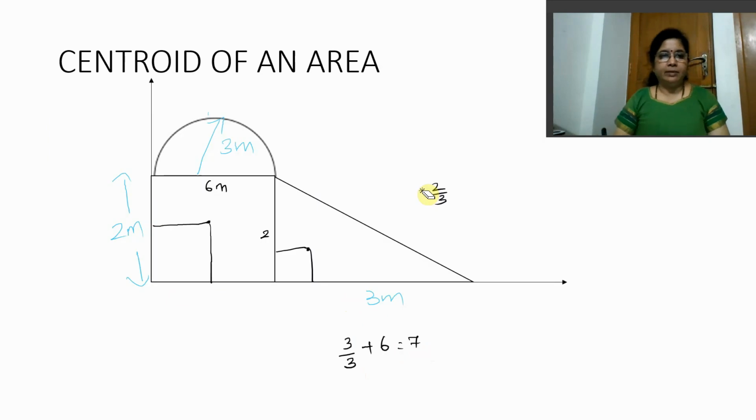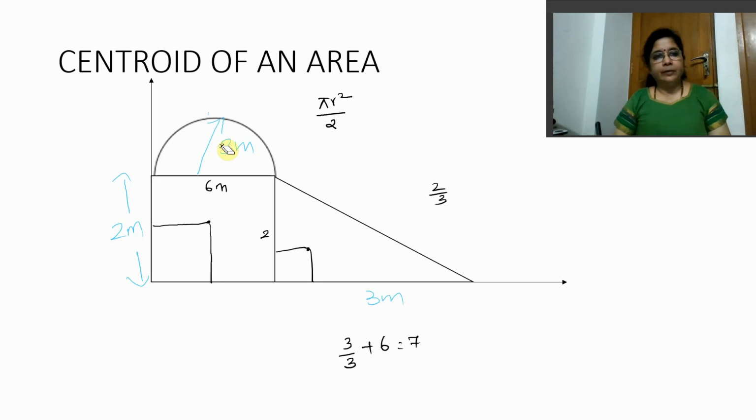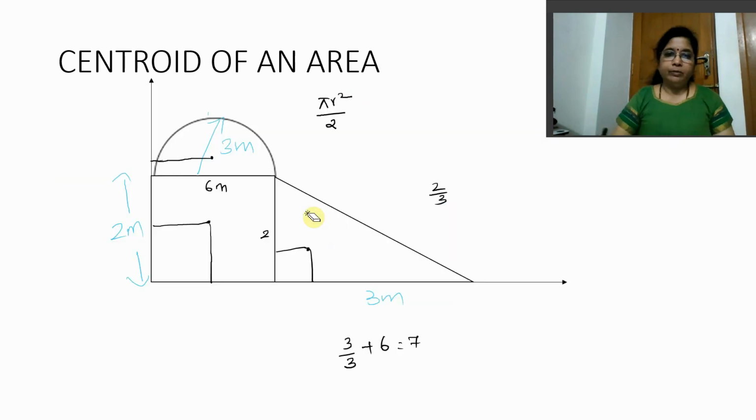Now, we need to calculate for semicircle. So, for semicircle, what is the area? For a circle, we know area is pi r square. So, for a semicircle, it is pi r square by 2. So, what will I have here? Pi, 3 square whole thing divided by 2. So, what will be x? So, now your x is going to be somewhere here. So, when I draw a line here, this is going to be fine. Your x is going to be r, which is going to be 3. What is going to be your y?